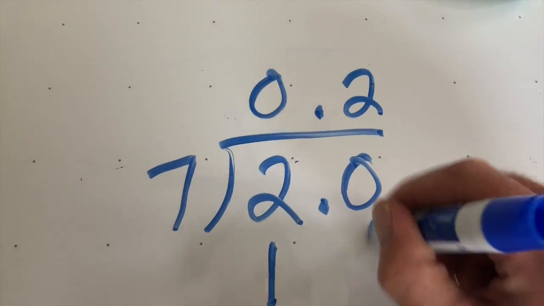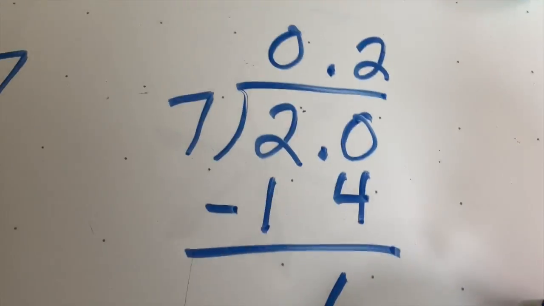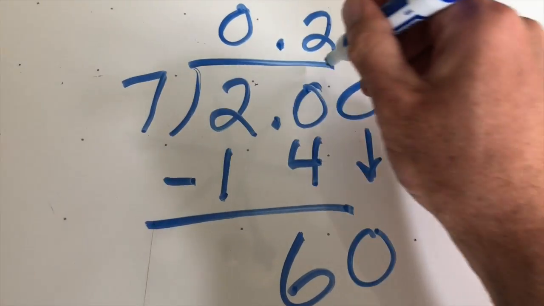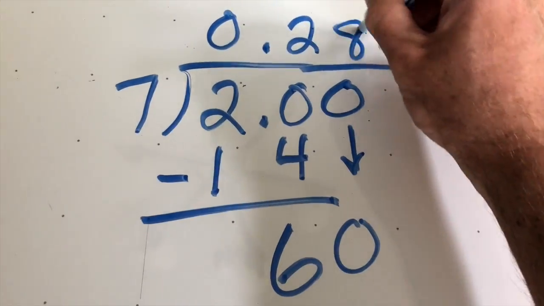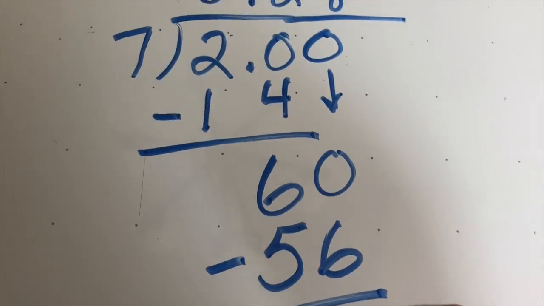2 times 7 is 14. 20 take away 14, that equals 6. Well, put another 0 there, bring down a 0. So 7 goes into 60. 8 times 7 is 56. 60 take away 56 is 4.